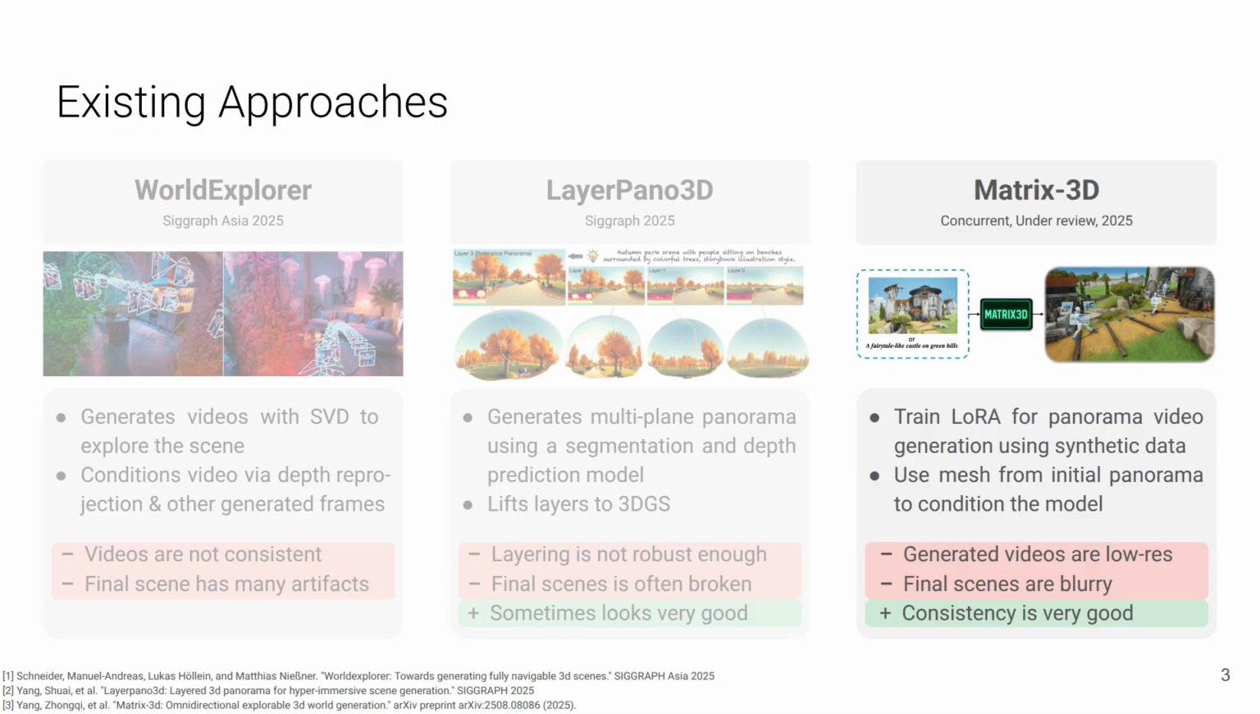The third approach is called Matrix 3D. At the core of Matrix 3D is a fine-tuned video generation model which generates panoramic videos. Using this panoramic video generation model, the method explores the scene in several directions and then lifts everything to 3D Gaussian splatting. Unfortunately, panoramas require really high resolution, which is not possible to achieve with standard video generation models, which means that the final scenes are often very blurry. However, because they use panoramic videos, the consistency tends to be really good.